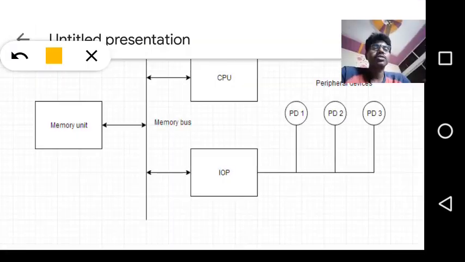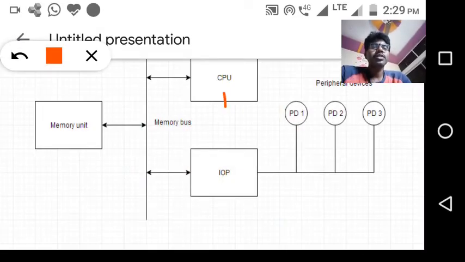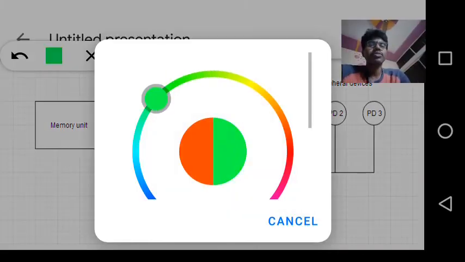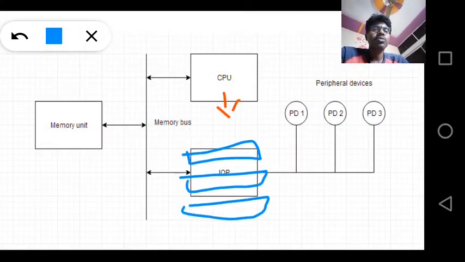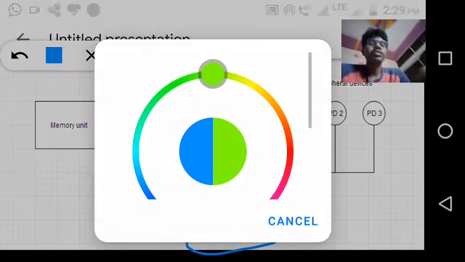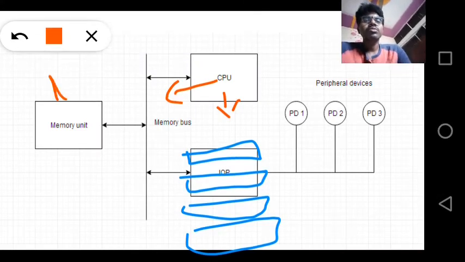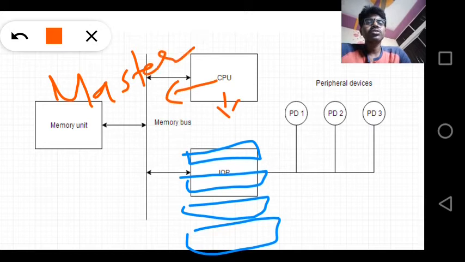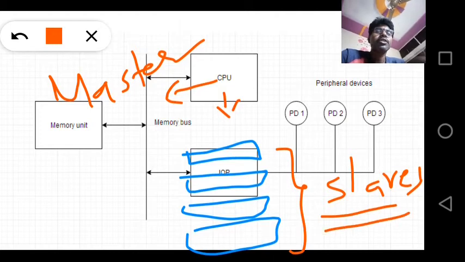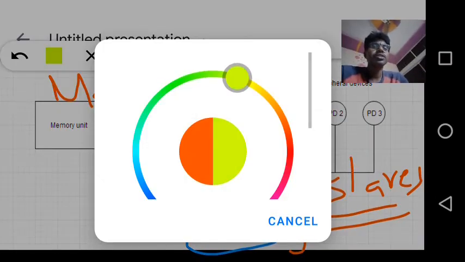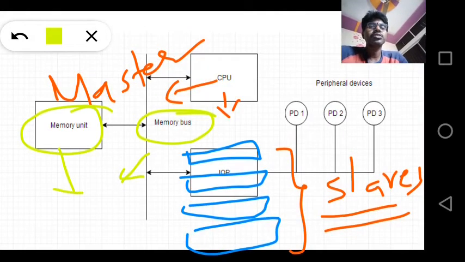The IO processor acts as a master-slave arrangement in case of multiple IO processors. If I have more than one IO processor, in this case, the CPU is called master, and these are called slaves. In what aspect are these slaves? In the aspect of sharing memory and system bus.